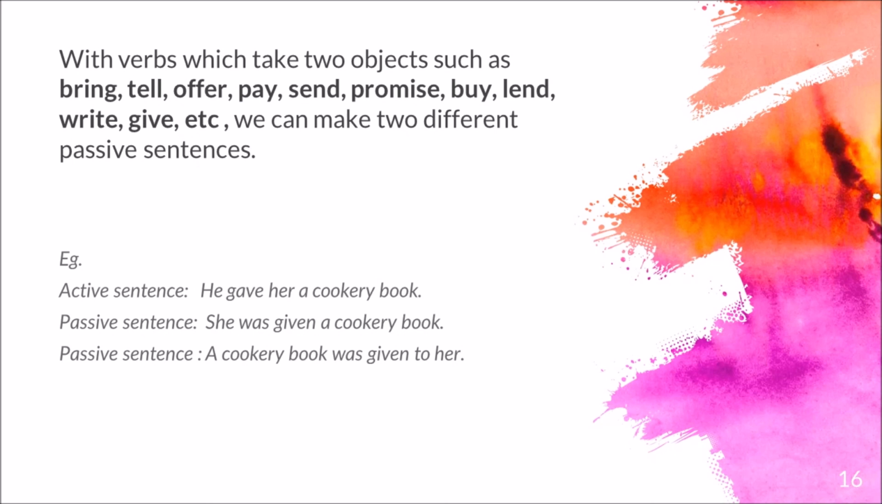While with verbs that take two objects such as bring, tell, offer, pay, send, promise, buy, lend, write, give, we can make two different passive sentences. Here you have the examples. He gave her a cookery book. She was given a cookery book. One sentence, and the second one, a cookery book was given to her.